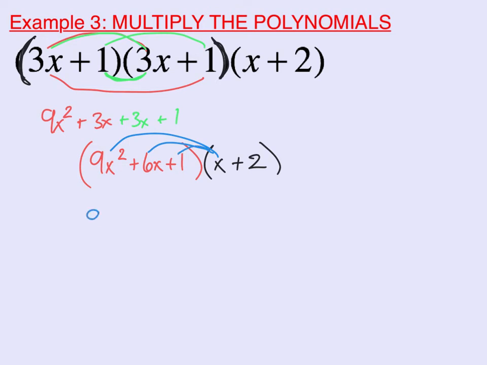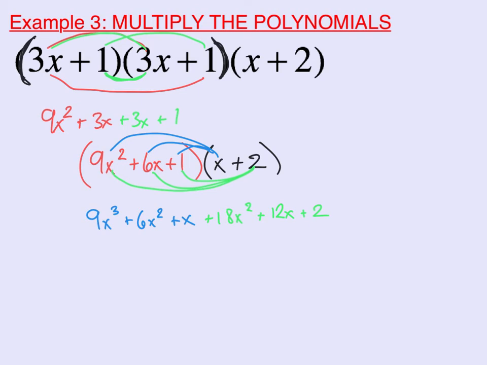So that's now going to get me 9x to the third plus 6x squared plus x. All right? And then now I'm going to take this 2 and multiply it into there, there, and there. I'm just going to distribute that 2. And now that's going to become a plus 18x squared plus 12x plus 2.